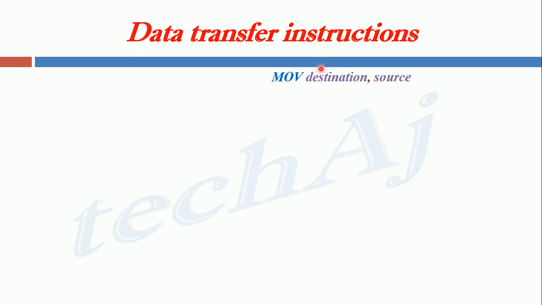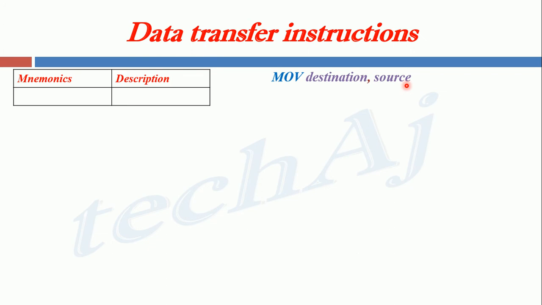Now, depending upon the type of destination operand and source operand, different move instructions can be formed. Starting with the first move instruction, MOV A, Rn. In this instruction, the accumulator is the destination and Rn is the source. We know that Rn means any register between R0 to R7. Whenever this instruction is executed, the data from register Rn is copied into the accumulator.